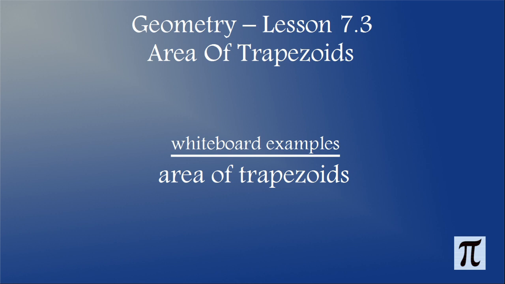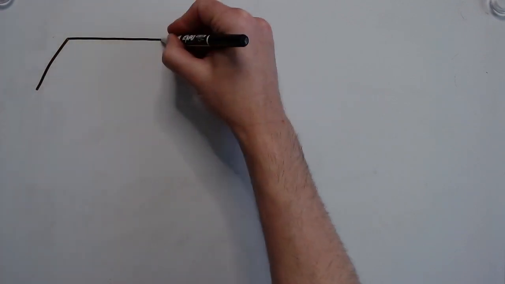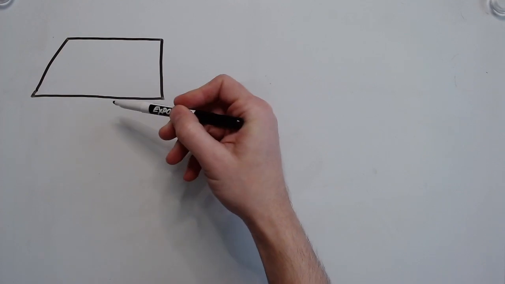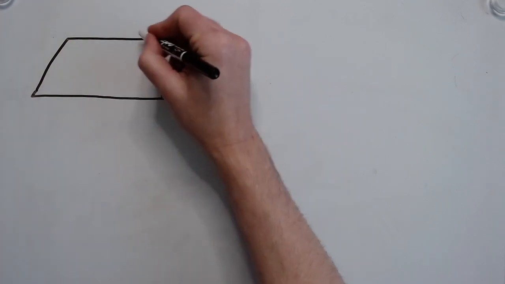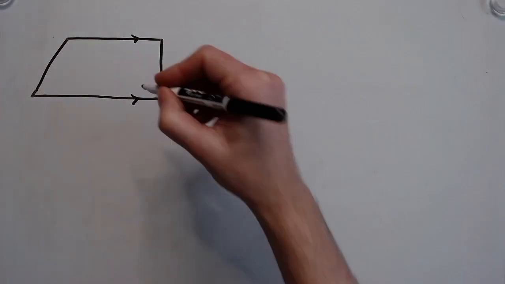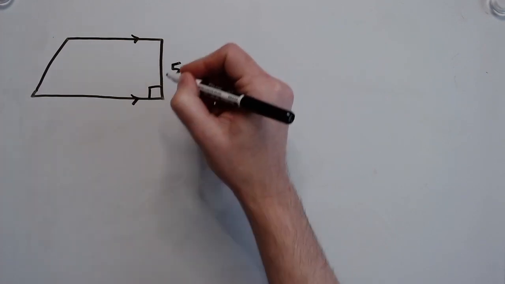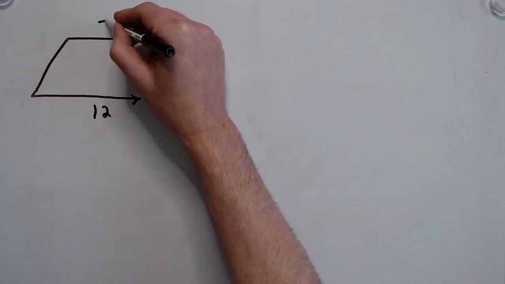Let's jump over to the whiteboard and do some quick examples. All right, we're going to go up here and draw a polygon. Now, I'm going to say it's a trapezoid. So just by looking at it, we should assume that two of the sides are parallel to each other. But I'm just going to draw it in just so we have it. So we know these are parallel. I'm also going to say that this is a right angle, and let's put some dimensions on here. 5, and the bottom here is 12, and the top is 7.